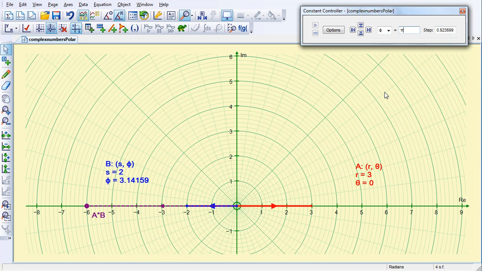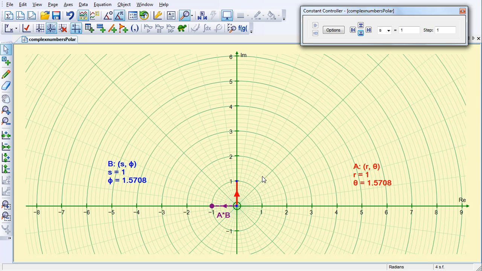Next thing I could do is verify that i squared is -1. So I'll change my phi and my theta to pi over 2. And then change my 2 moduli to 1. And then we can see that we do in fact get -1.